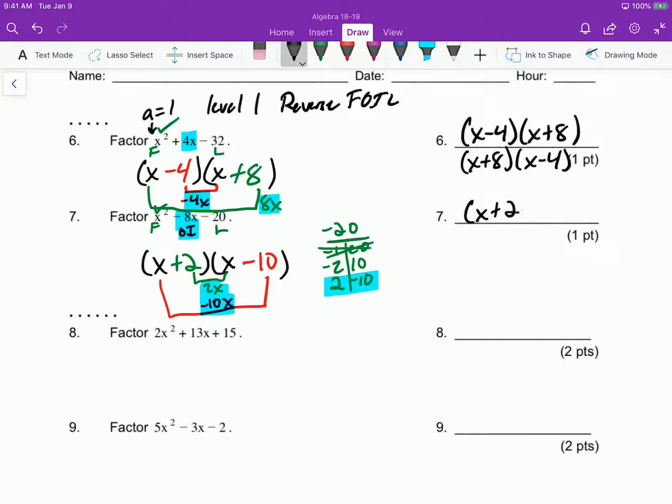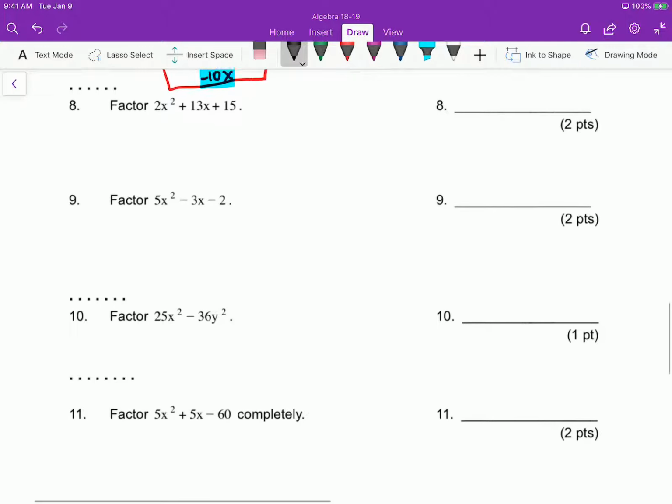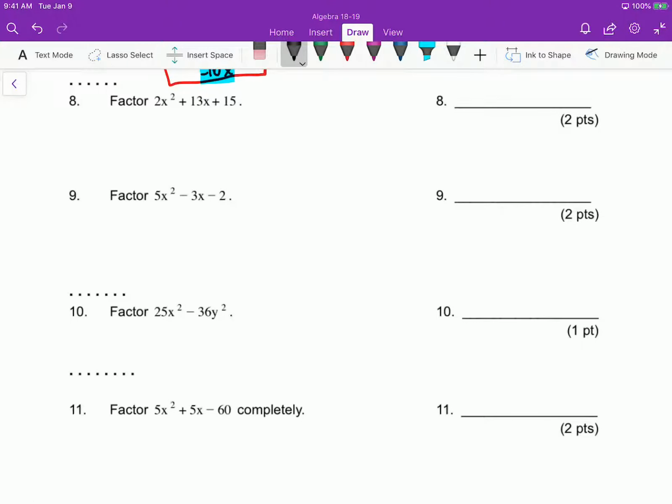So x plus 2 times x minus 10, or vice versa, x minus 10 times x plus 2, as long as the minus sign is with the 10 and the positive sign is with the 2. All right. For my students, I say these are the ones that are the harder ones, so I call them level 2. We have to level up here. And they're both level 2 because these have a prime A. What do I mean by that? I mean this front number here is a prime number.